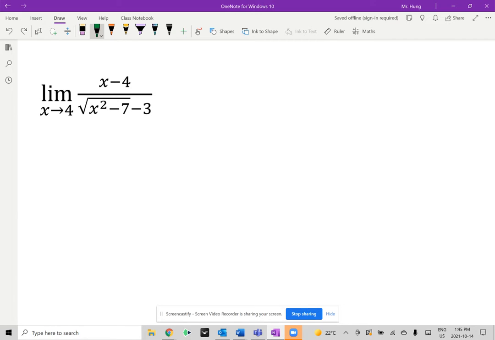Hi everyone. Let's take a look at the following limit. Find the limit of (x - 4) divided by (the square root of x squared minus 7, minus 3) as x is approaching 4.